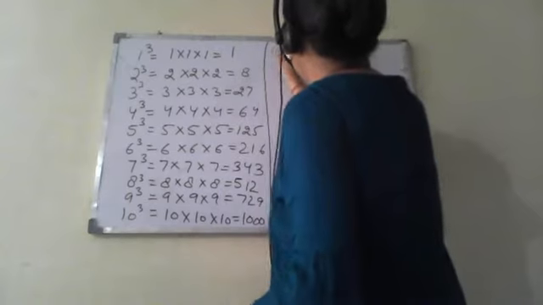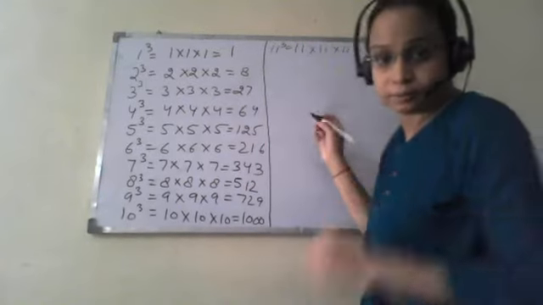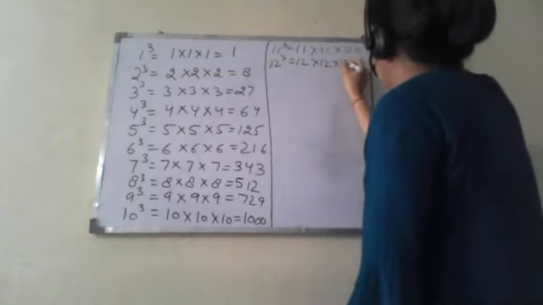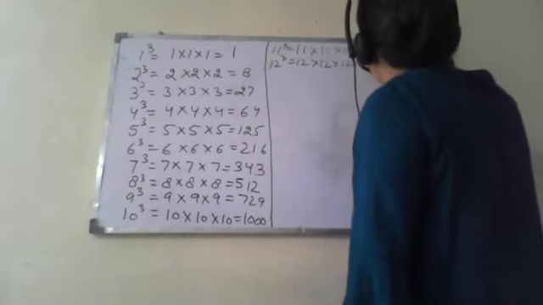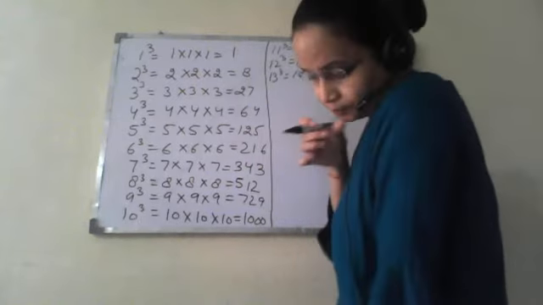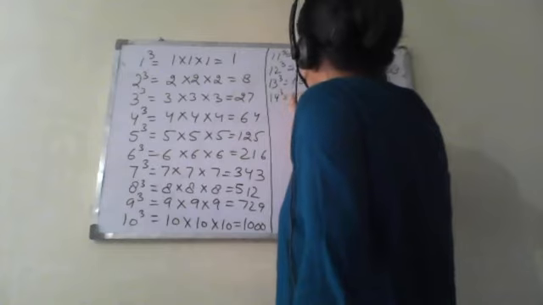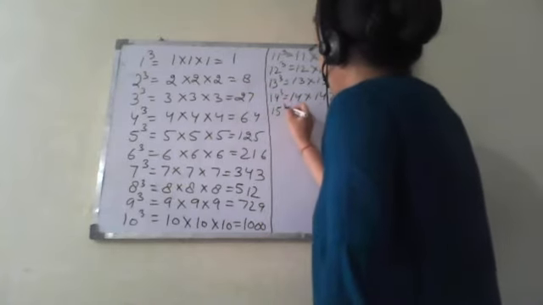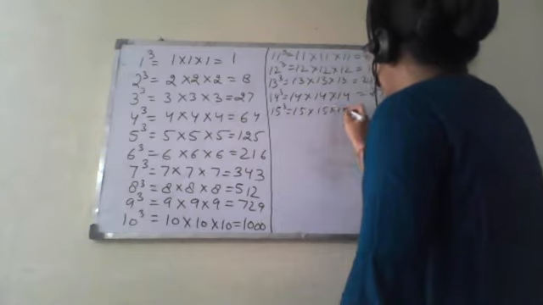Now you can further see, for 11, 11 cube will be 11 into 11 into 11, that is 1331. 12 cube will be 12 into 12 into 12, it will be 1728. 13 cube will be 13 into 13 into 13, this will be 2197. 14 cube will be 14 into 14 into 14, that is 2744. 15 cube will be 15 into 15 into 15, that is 3375.